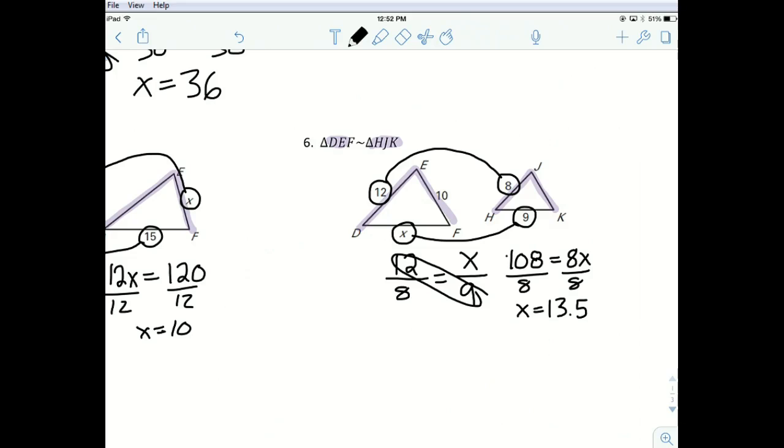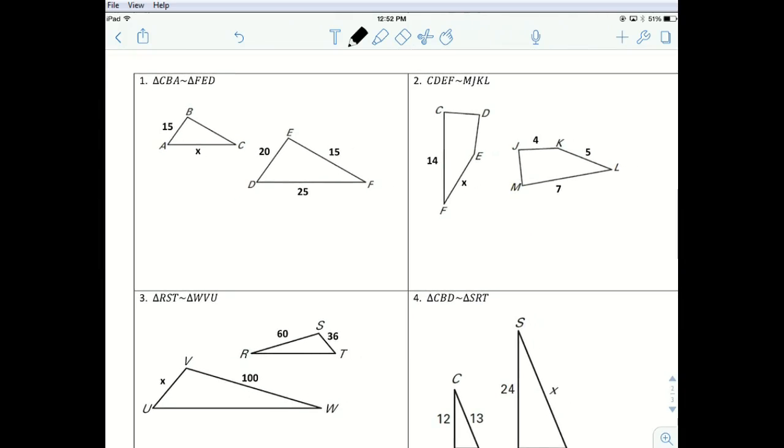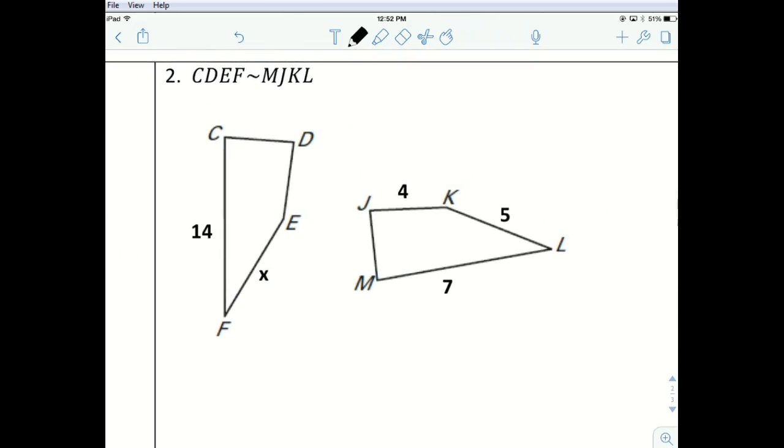Alright, thanks for watching this video. I would encourage you to try the next page on your own where you are matching them up. Some of the triangles, like you see in number 1, are oriented the same way, but some of the other shapes here, you can see a quadrilateral in number 2, you'll have to carefully look through the statement up above. Thank you.